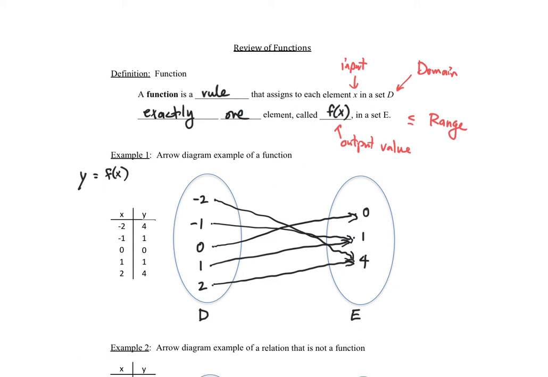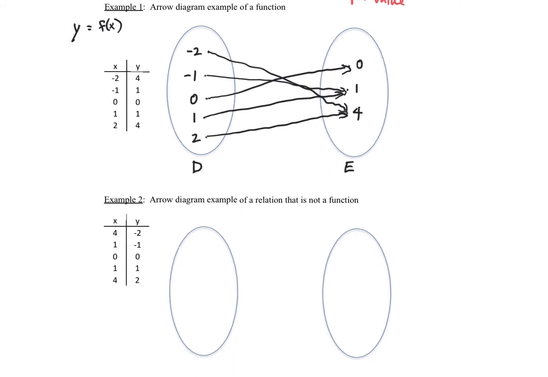So remember, our definition of a function has two components. The first component is that it's a rule that's represented by the arrows, but the second component says that every input has exactly one output. So we can see that -2 only has one arrow coming out of it. -1 only has one arrow coming out of it. Same with 0, same with 1, and same with 2. So both conditions of that definition of a function are satisfied. Let's take a look at another example.